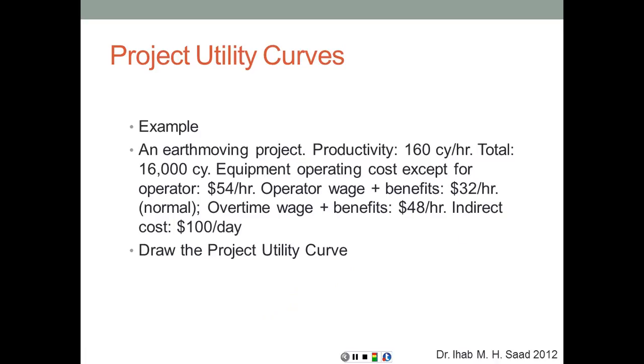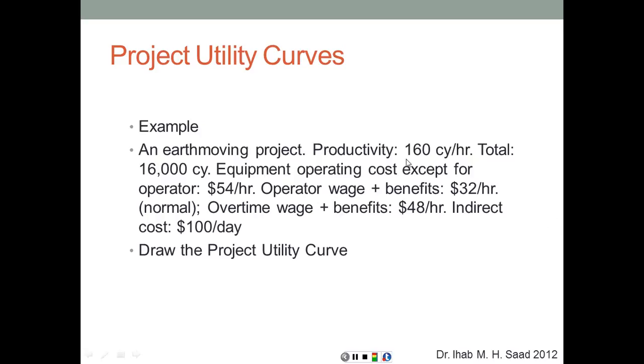So for example, in an earth moving project with a productivity of 160 cubic yards per hour, total work is 16,000 cubic yards. Equipment operating cost, except for operators, $50 per hour. Operator wage and benefits, $32 per hour. All of this is under normal conditions. Then if you need to shorten, then the overtime wage and benefits is almost 1.5, $48 per hour, and indirect cost per day is $100 per day. Draw the project utility curve.